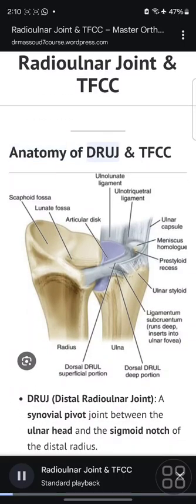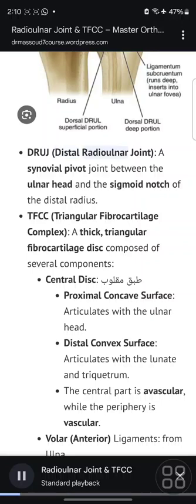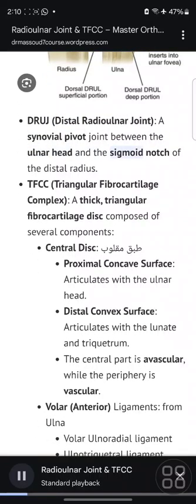Anatomy of DRUJ and TFCC. DRUJ, distal radioulnar joint, a synovial pivot joint between the ulnar head and the sigmoid notch of the distal radius. TFCC, triangular fibrocartilage complex, a thick, triangular fibrocartilage disc composed of several components.